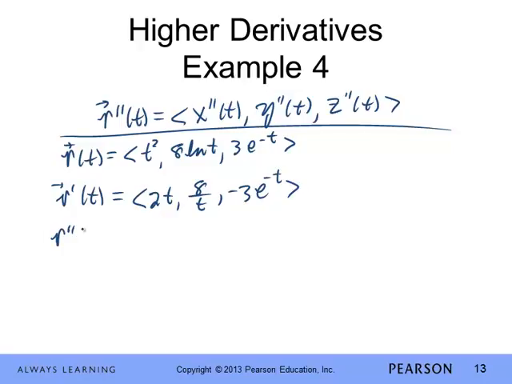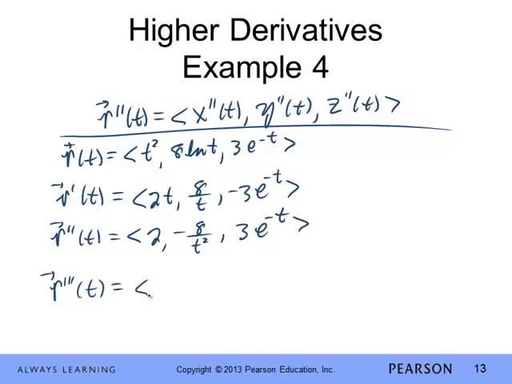Second derivative. We just move through here and calculate second derivatives like we know how to do. Negative 8 over t squared, comma, 3 times e to the negative t. Third derivative. The derivative of 2 is 0. We get negative 16 over t cubed, comma, negative 3 e to the negative t. All right, so there are some higher order derivatives.